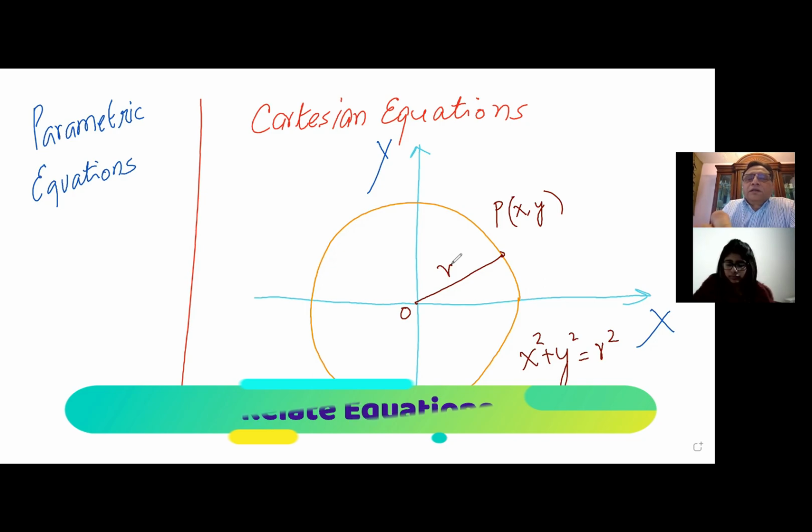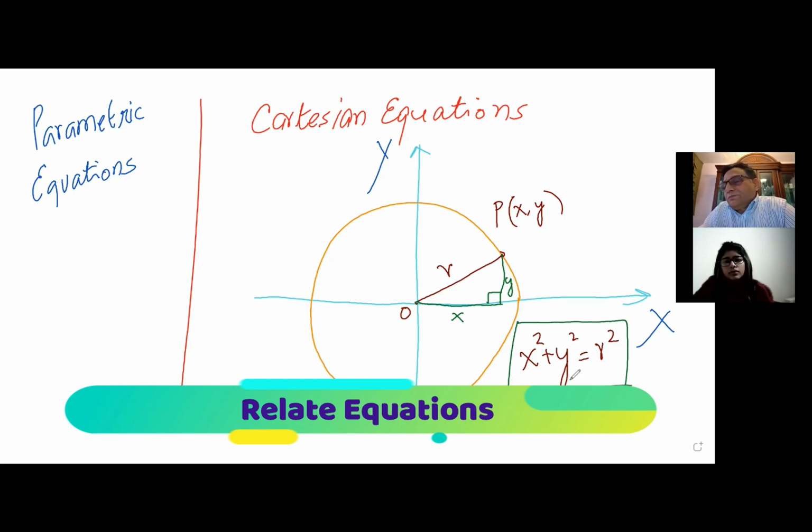And when you started learning this particular equation, I hope you remember that you basically dropped a perpendicular from here and then used this right angle triangle to get the equation, because this is x and this is y, correct? So at that time, you related r with x and y, the Cartesian coordinates of this point. You said, well, this is the Pythagorean theorem, and x squared plus y squared is r squared. That becomes the equation of the circle.